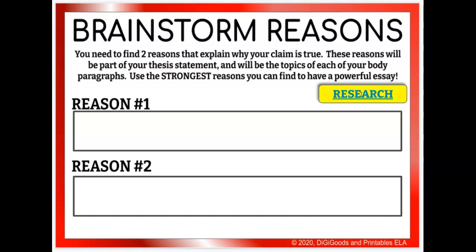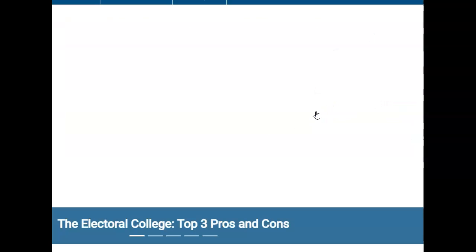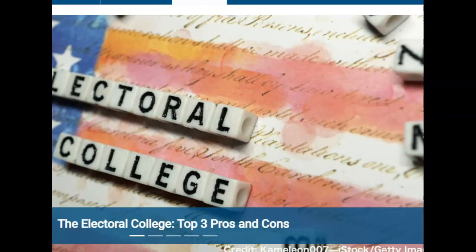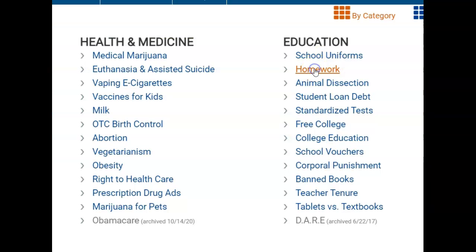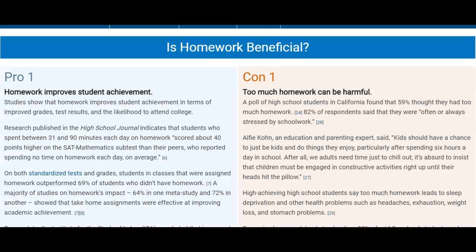If you're using procon.org, this part will be easy because the reasons are bold topics that are the pros and the cons. Let's take a look. Click on your research button and head on over to procon.org. I'm going to click on homework, where I can look at several reasons that support homework and several reasons that do not support homework. These bold titles are the reasons.